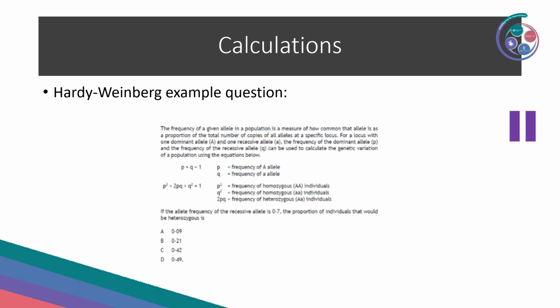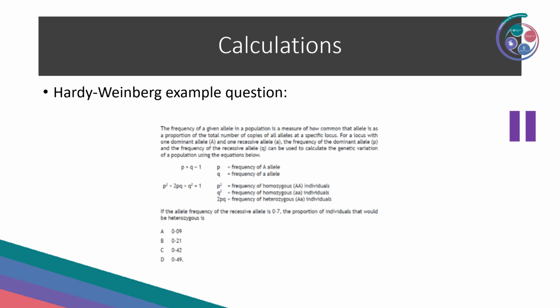Here's an example question of a Hardy-Weinberg question. So the frequency of a given allele in a population is a measure of how common that allele is as a proportion of the total number of copies of all alleles at a specific locus. For a locus with one dominant allele and one recessive allele, the frequency of the dominant allele and the frequency of the recessive allele can be used to calculate the genetic variation of a population using the equations below. So p plus q equals 1, so the frequency of allele A being the dominant allele and the frequency of the smaller allele. And we've got our Hardy-Weinberg equation here.